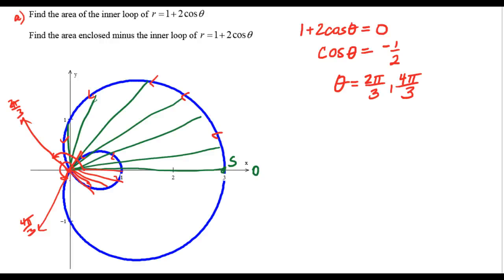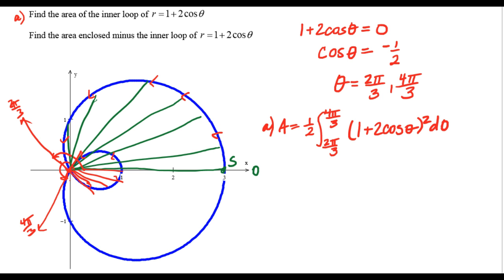Let's go ahead and call that part A. So for part A, my area formula is going to be 1/2 the integral from 2 pi over 3 to 4 pi over 3, and then my radius equation, my polar equation squared. So 1 plus 2 cosine theta squared d theta. So this tells me the area of this inner loop here.